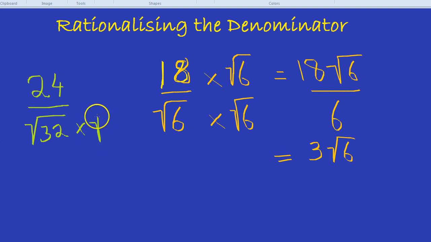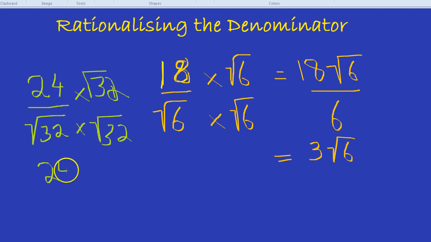You might be thinking, okay, well, surely the same process, and you're right. We'd have to times by root 32 to top and bottom. Now the top becomes 24 root 32. You just write it side by side. You don't work anything out. And the bottom becomes 32, just like in the previous questions. But this time we can simplify not only the numbers but also the surd.